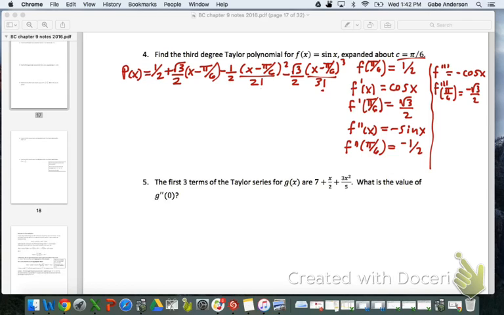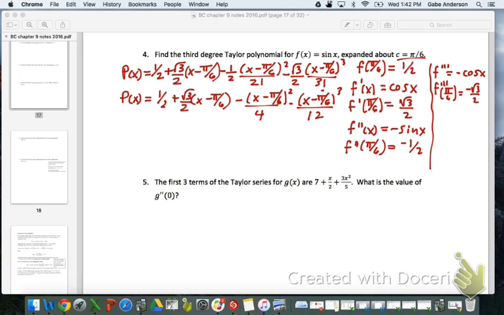There's a bit of cleanup work we could do here. None of it is really necessary unless we need to match it up with a multiple choice answer. Looks something like this, I guess. Root 3 over 2. Nothing's really changed here. But over here, we could end up with x minus pi over 6 squared over 4. And this could be minus x minus pi over 6 cubed over 12. That would be, if we simplified a little bit, but not something we have to do unless, again, we're matching up with a multiple choice answer.